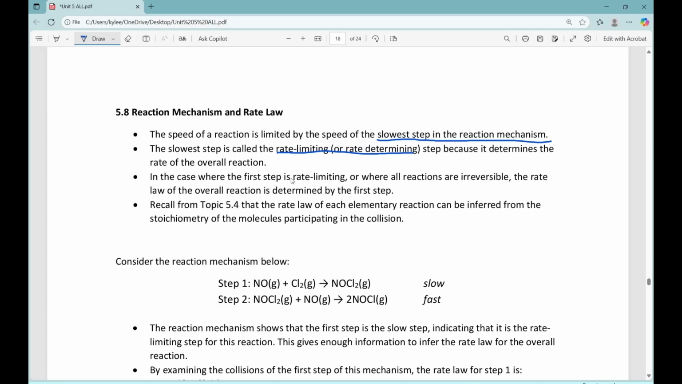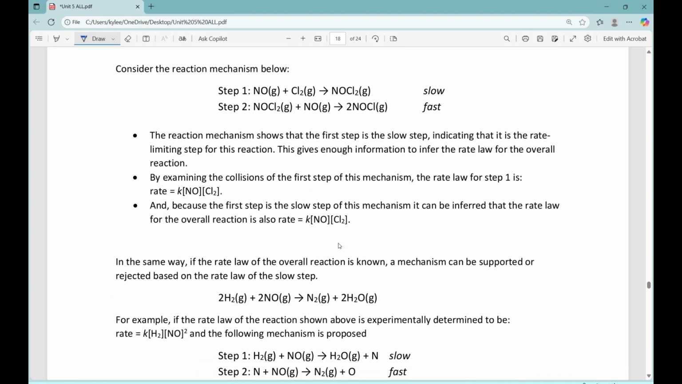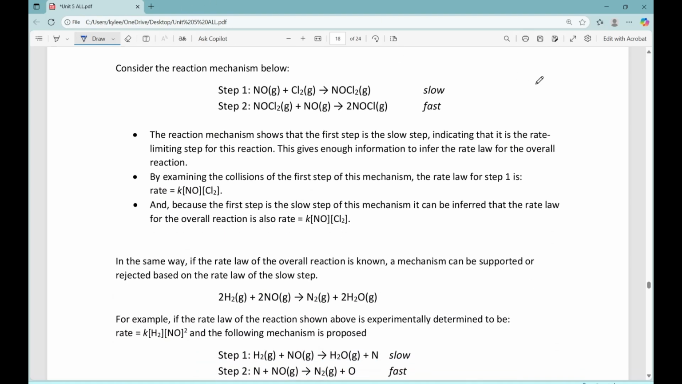So in the case where the first step is the rate limiting step, that is really convenient for us because that means that the rate of the overall reaction is based on the first step. So here we have an example of a mechanism, and they tell us that we have a slow step, then a fast step. The reaction mechanism shows the first step is the slow, and that tells me that this is the rate determining step. Because I know that this is the rate determining step, that gives me enough information to infer what the rate law for the overall reaction is.